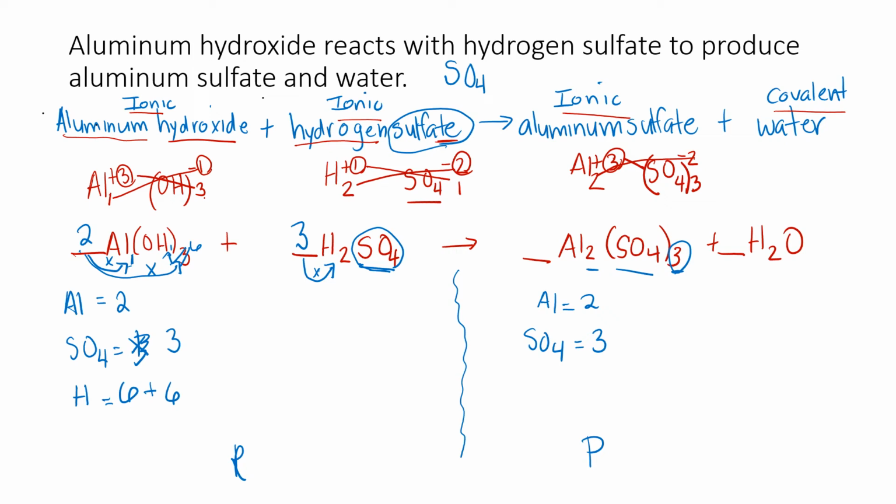So then, since that gives me 6 more, I have a total of 12 hydrogens. So the question is over here, how can I make that into 12 hydrogens? Okay, so I currently have 2. What can I multiply by 2 to make it 12? Well, I can put a 6, because now 6 times 2 is 12. So now I also have 12 hydrogens on the side of my products, right?